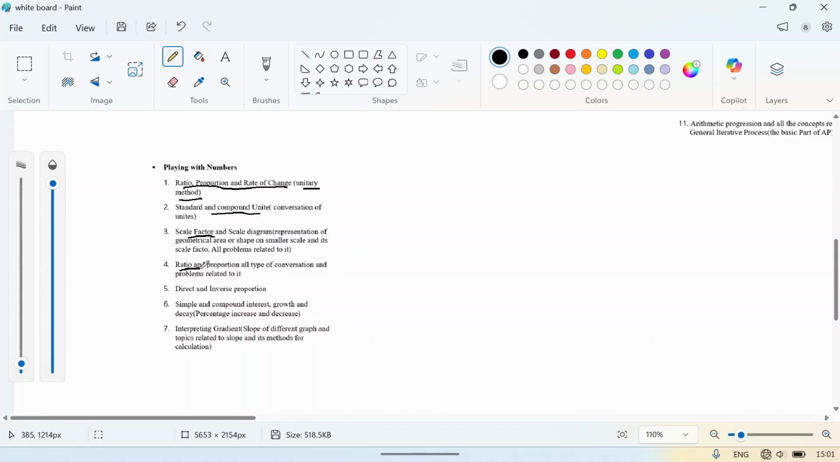Then in the fourth one, ratio and proportion, all types of conversions and problems related to it. In the fifth, direct and inverse proportion.